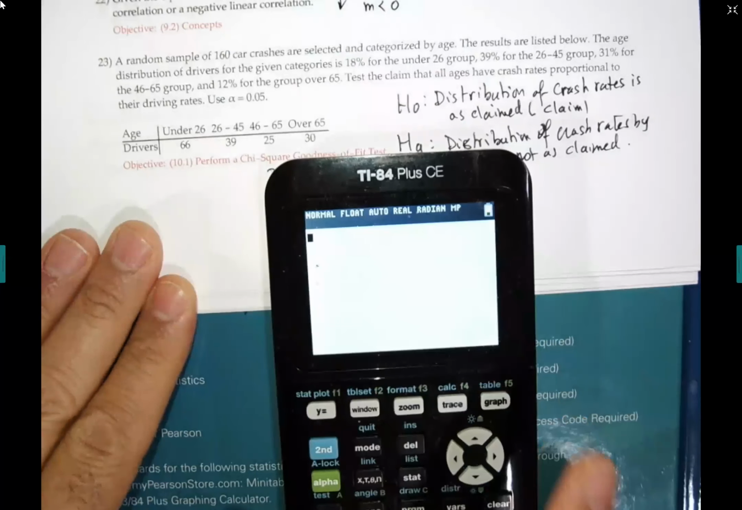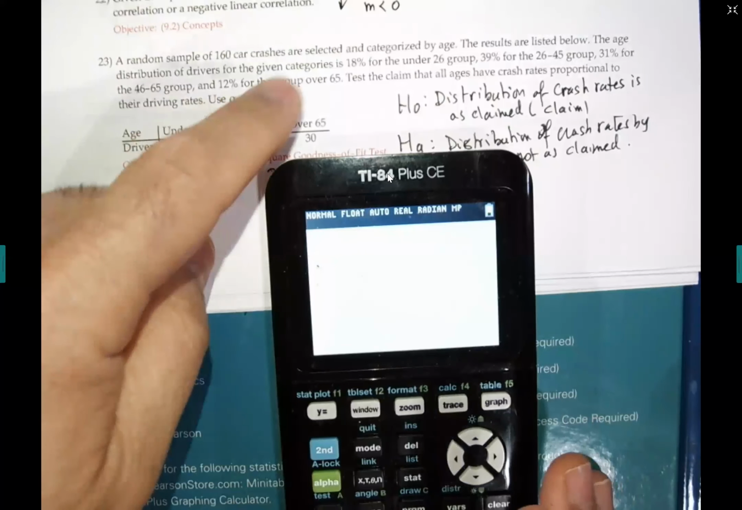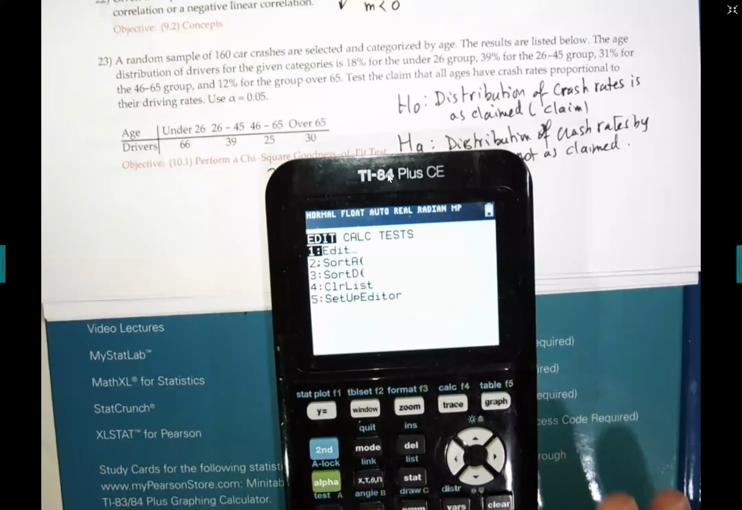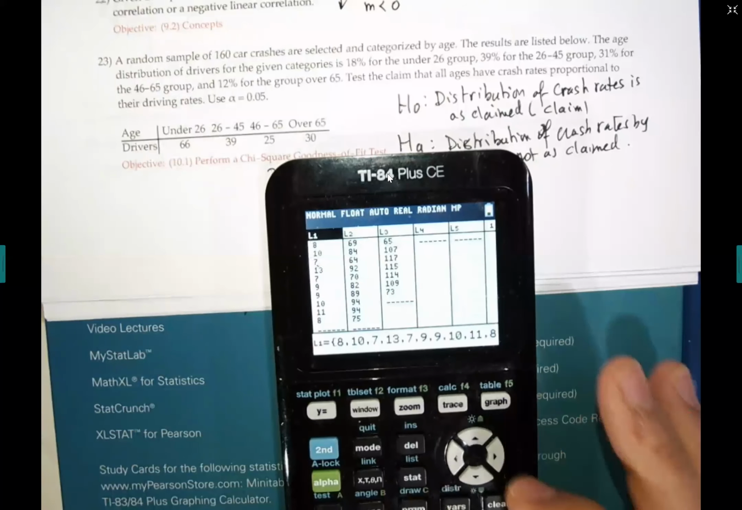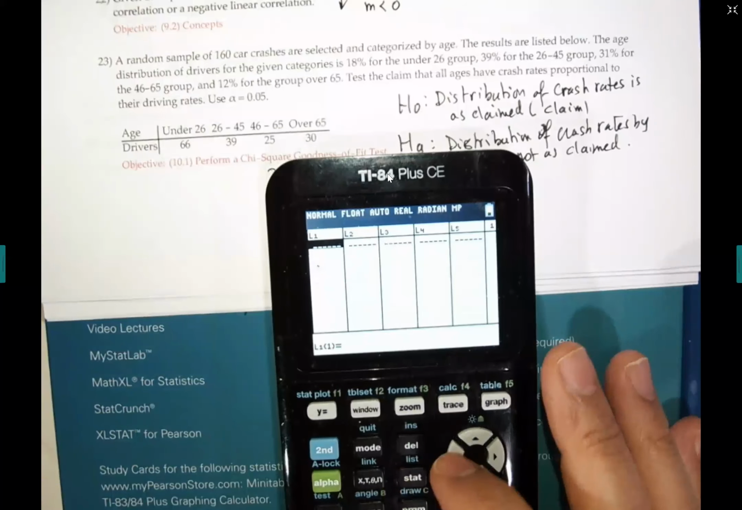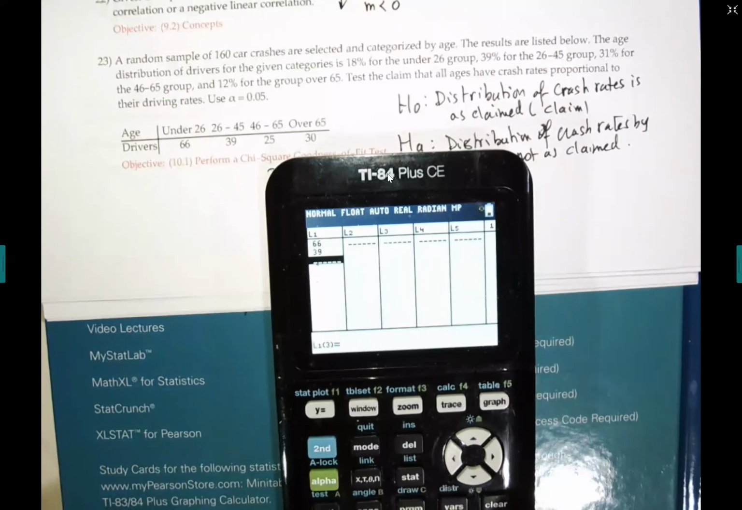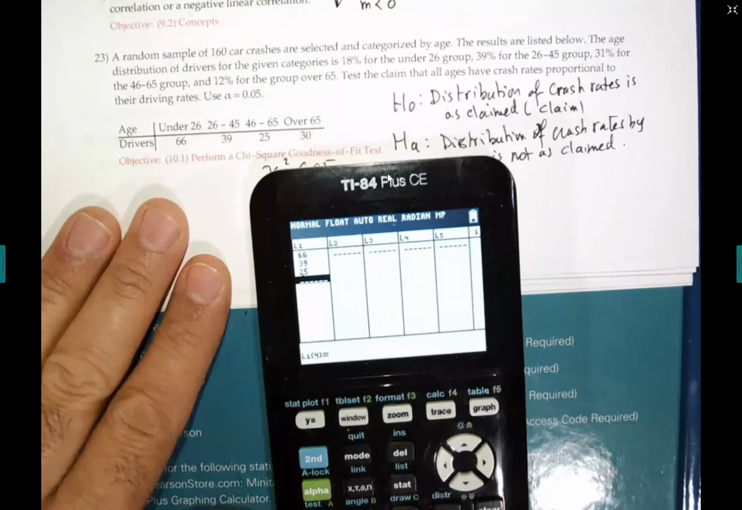Okay. In order to use the goodness of fit test, guys, you need to provide two values, the observed values and the expected values. The observed values will be given to you in a table or a box table or whatever. So they are given to you right here. So we have 4 categories and we have 4 observed values. We put them in L1. So I'm gonna clear L1, L2, and L3 so students don't get confused with this. So you got 66, 39, 25, and 30.